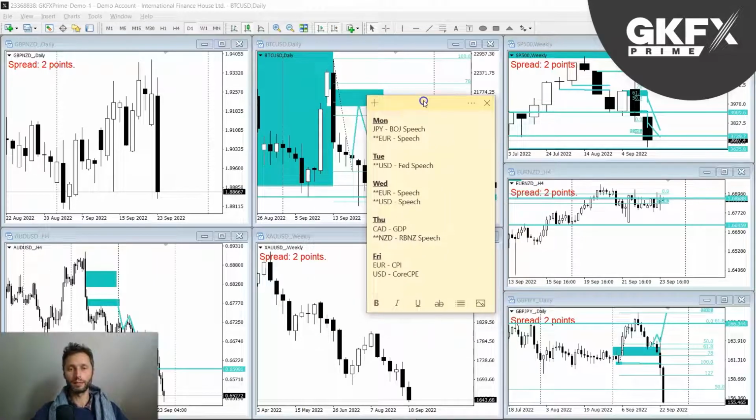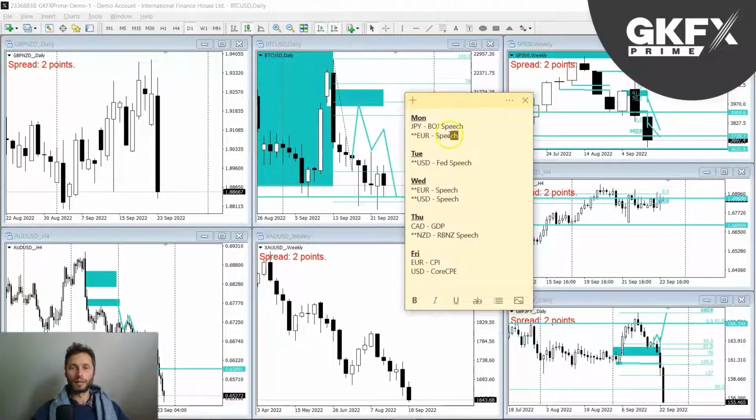I'll start with the calendar as ever. Monday, I've got the speech from Bank of Japan. We've got a speech on the euro. On Tuesday, we have a speech from the Fed, so that's dollar related. Wednesday, we have a speech on the euro and the dollar, and from the US again, for the second time. That's interesting. That doesn't always happen, so that's something to pay attention to. Both euro and the dollar, double whammy there.